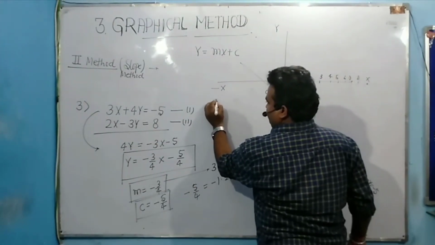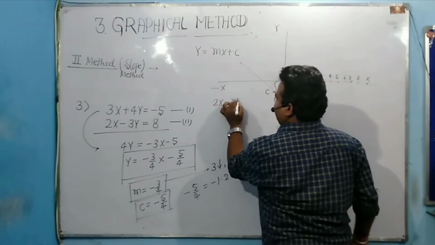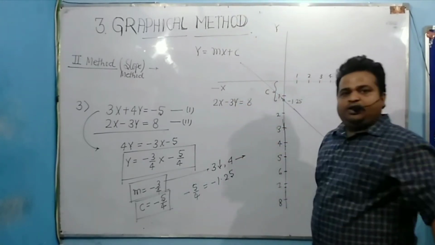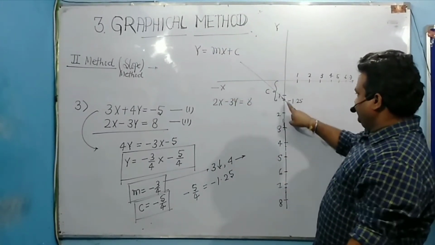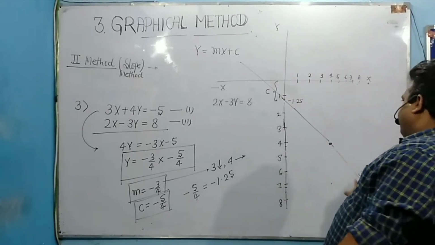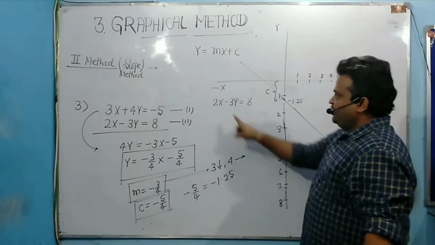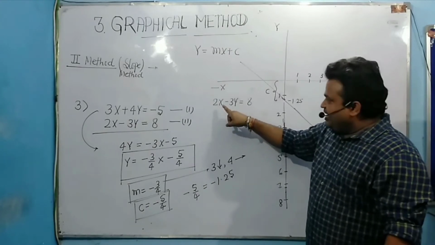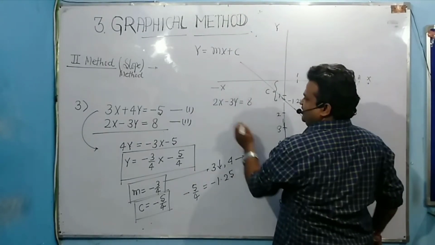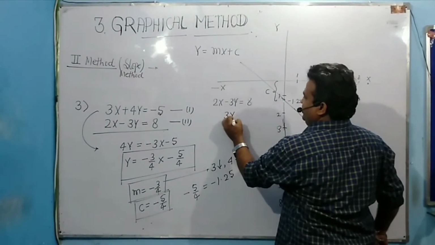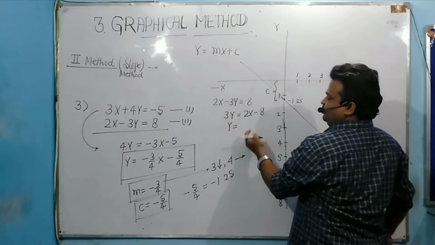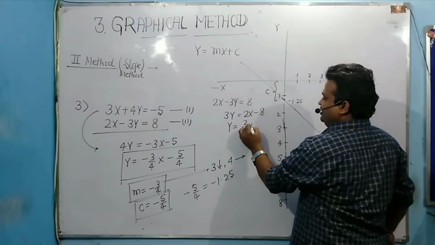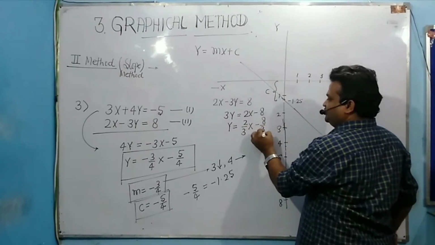Now move to the second question. Now the second equation is what? 2x minus 3y equal to 8. Now this is one equation, one straight line. Okay, these are my coordinates, 1 point, 2 point, 3 point, and one straight line. Now this is my second equation, and you convert this equation into this basic form. So I have 3y equal to 2x minus 8. What is my y value? My y value is 2 by 3 x minus 8 by 3.